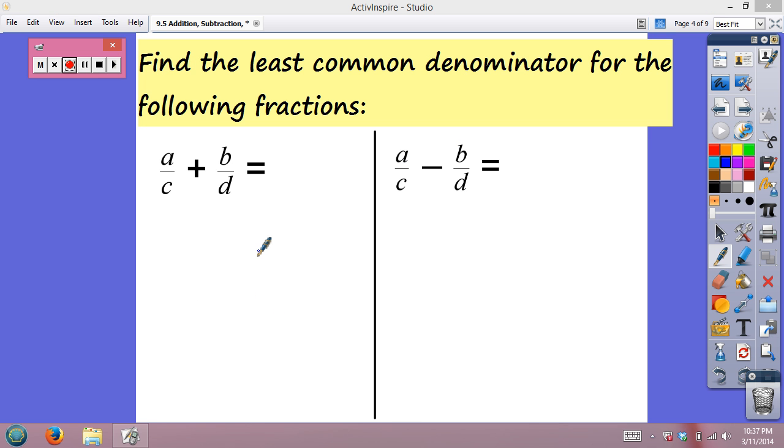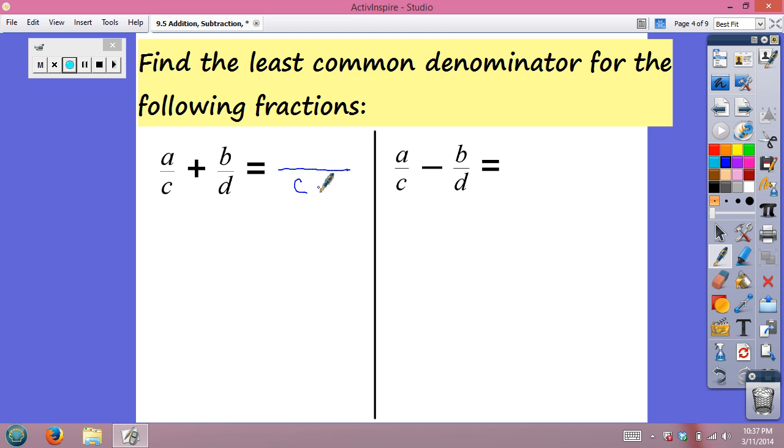The next thing we're going to cover is finding the least common denominator for fractions. So we have a c here and a d here. They have nothing in common, so all we can do is multiply them together to get a least common denominator. So we'll get CD for our least common denominator.